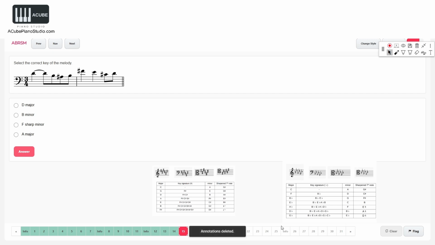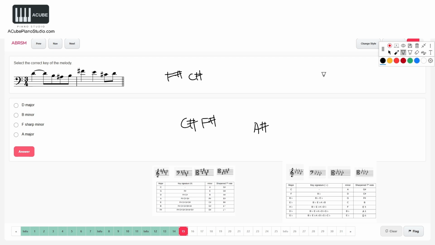Okay, next, this one here. Let's take a look. I have A sharp, F sharp, and C sharp. If you have sharps for the key signature, it should be F sharp and C sharp, right? If you also want A sharp in the key signature, then you need F sharp, C sharp, G sharp, D sharp, then A sharp.